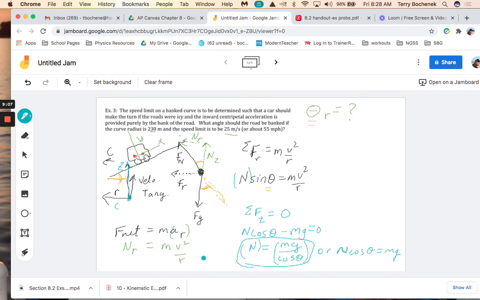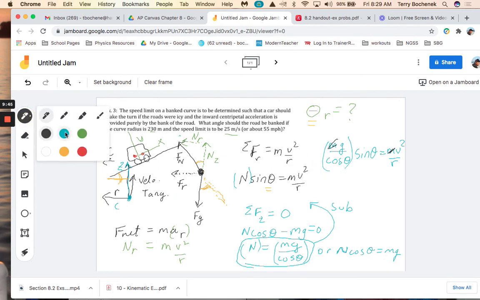So if we make this substitution, then we're going to have mg over cos theta times sine theta equals mv squared over r. First thing that I would do is just clean things up if you can, so we can get rid of the mass. It's on both sides, and then you might notice sine over cosine, we could rewrite that as g tan theta.